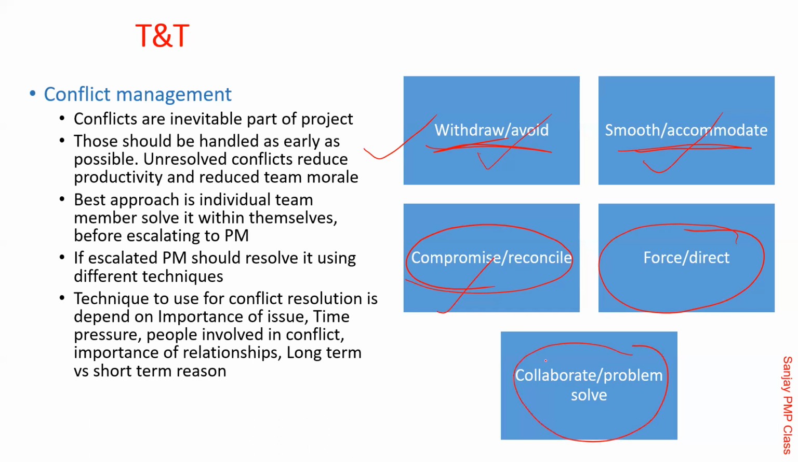The last one, called collaborate or problem solve, is going deeper, doing the analysis and saying this is the best way of doing it. These are the 5 styles. Is this good or bad? There is nothing good or bad in isolation.